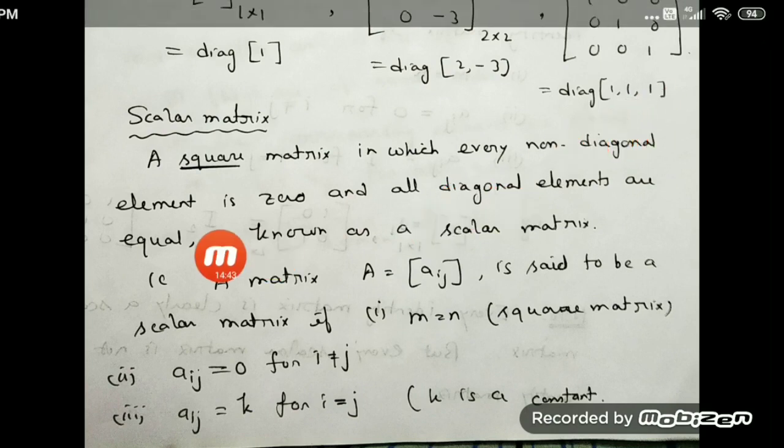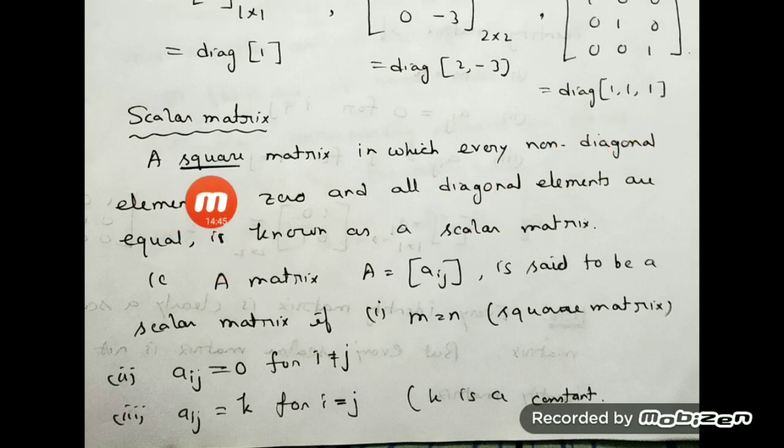A scalar matrix is a square matrix in which every non-diagonal element is 0 and all diagonal elements are equal, known as a scalar matrix.